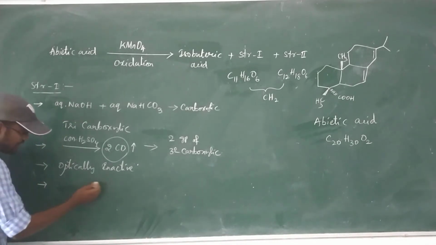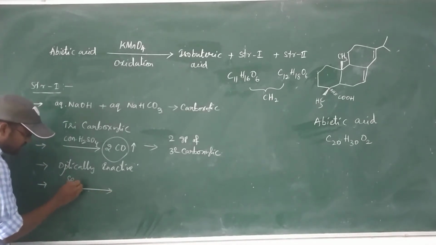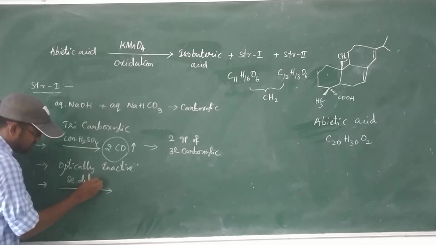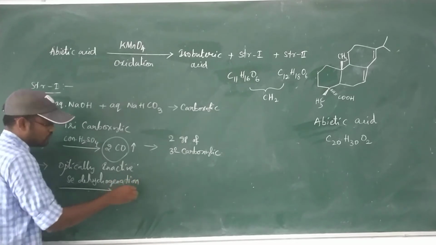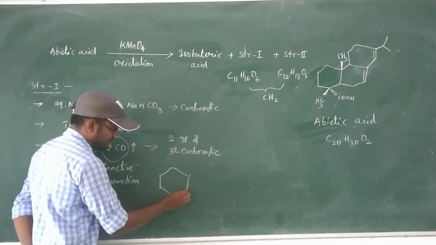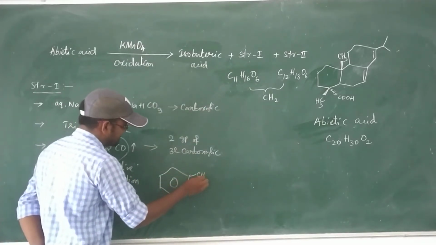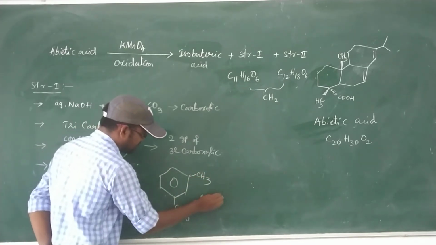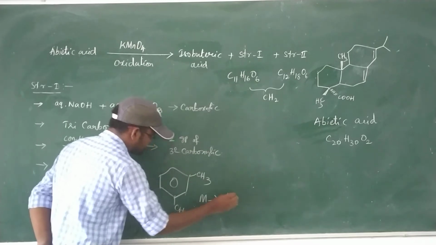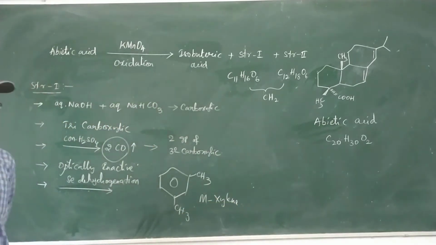Structure 1 undergoes selective dehydrogenation. Selective dehydrogenation gives rise to methoxylene, with CH3 and CH3. This is a methoxylene. The methoxylene formation shows that the tricarboxylic acid also has two methyl groups. The two groups look like two CH3s.